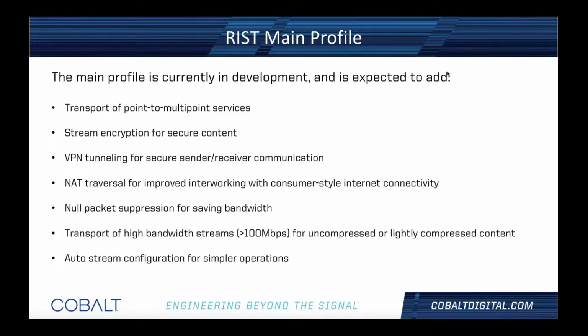Also some more concrete NAT traversal, null packet suppression. So what the null packet suppression will do is it will basically reduce the bandwidth of your links so that any overhead incurred by the RIST protocol will be negated. So you get the protection of RIST for free, in essence, without any trade-offs.